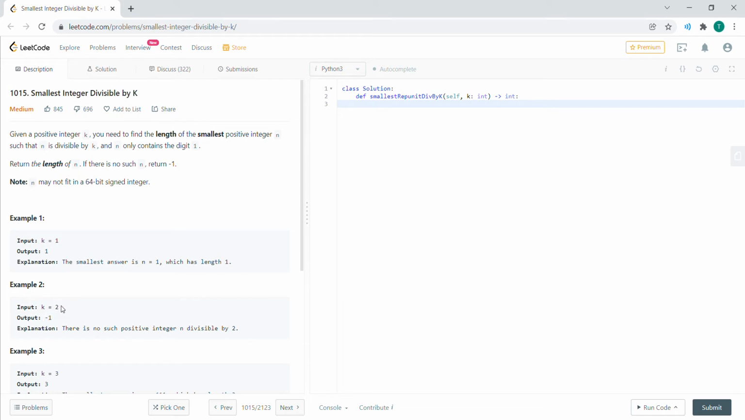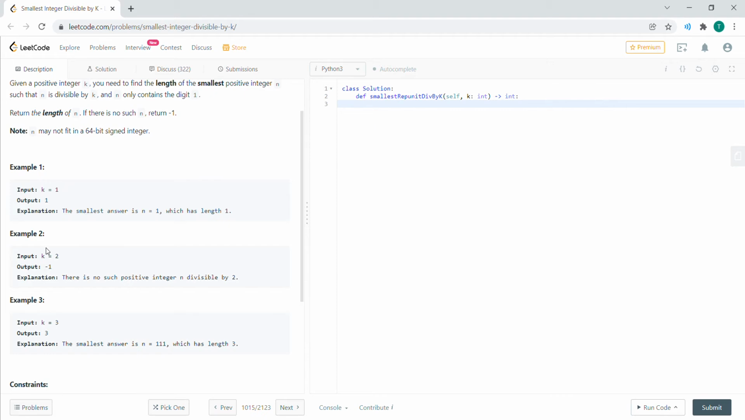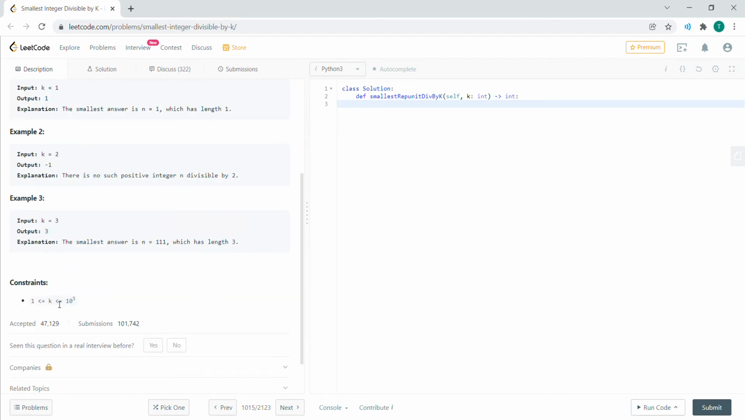Given the number 2, there's no positive integer n divisible by 2, and that makes sense. If you give me k equals 3, the output would be 3 because the smallest n value that you can get is 111, which has a length of 3. So that makes sense, actually. k is between 1 and 10 to the 5.